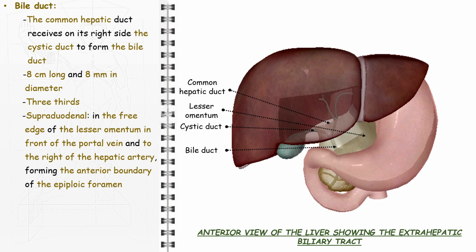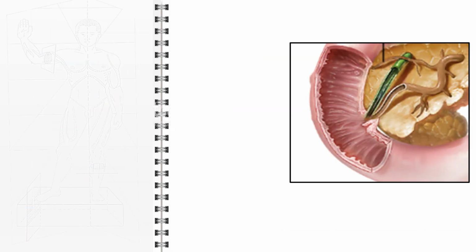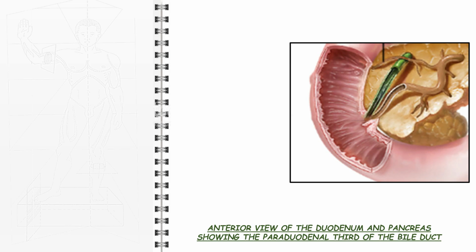It slopes down to the right of the portal vein, which now lies to the left of the duct, with the gastroduodenal artery and the retroduodenal lymph node in front of the inferior vena cava. The paraduodenal part slopes further to the right in the groove between the back of the head of the pancreas, containing the pancreatic duct, and the second part of the duodenum, in front of the right renal vein and behind the accessory pancreatic duct and the anterior branch of the superior pancreaticoduodenal artery.